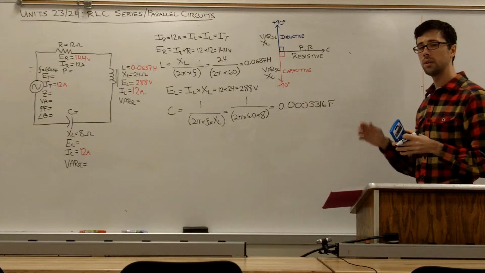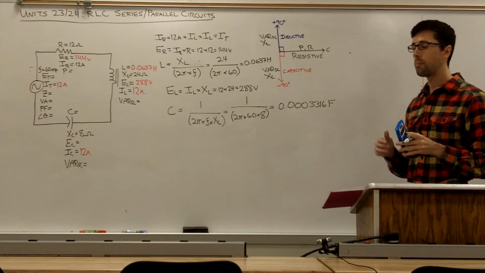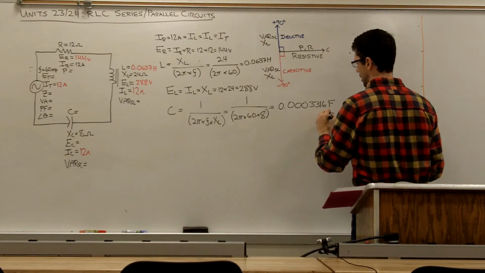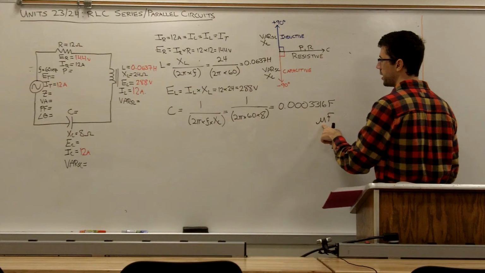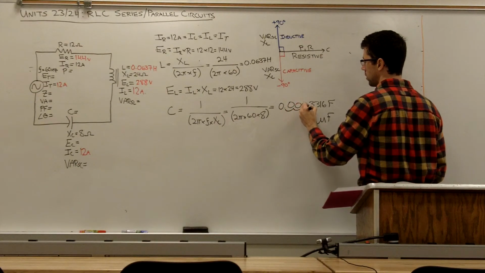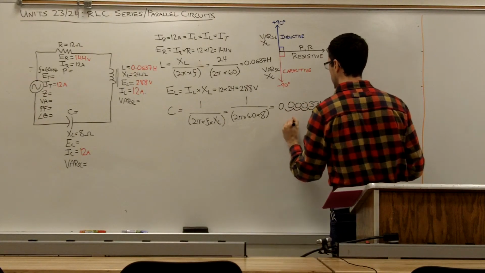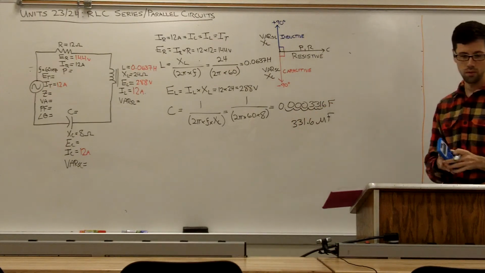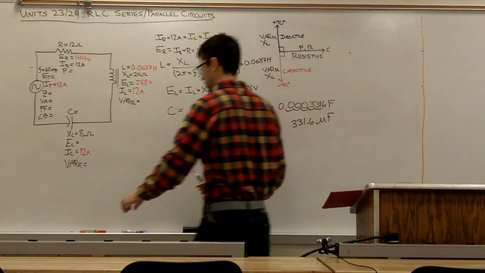However, we typically always give capacitance values in microfarads. And so to do it in microfarads, micro means times 10 to the power negative 6. So I've got to take my decimal place and go 6 places to the right. So that would be a capacitance value of 331.6 microfarads.